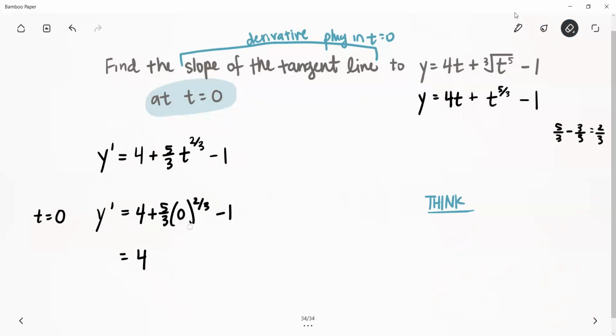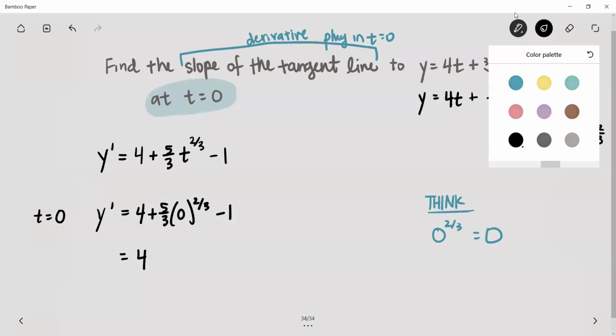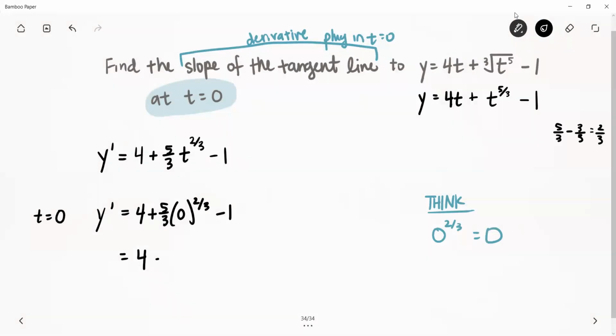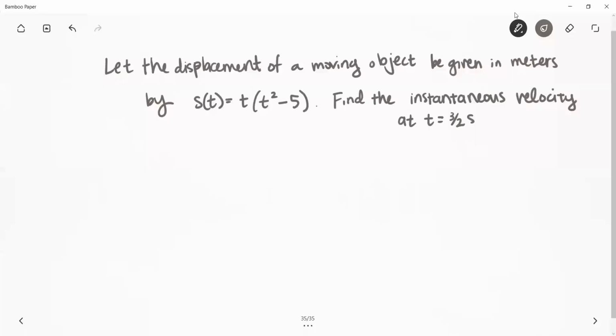So when I see 0 to the 2/3, I'm like, yeah, that's just going to be 0. So I'm essentially going to have 4 plus 0 minus 1, which is 3. That is the slope of my tangent line at t equals 0. Awesome. Okay, let's do one final question.